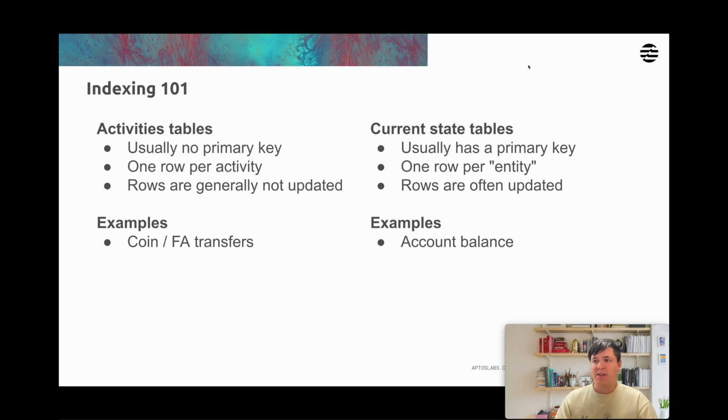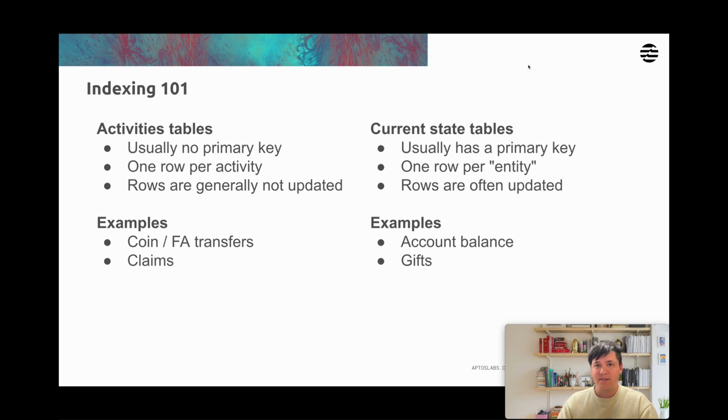Current state tables, on the other hand, are sort of one row per entity. So you can imagine something like account balance. Every time some sort of coin-related activity happens, we also want to update the account balance in this table. So usually they have a primary key. In this case, it might be the account address, and then the value that we update is the account balance. So the rows are often updated in this way.